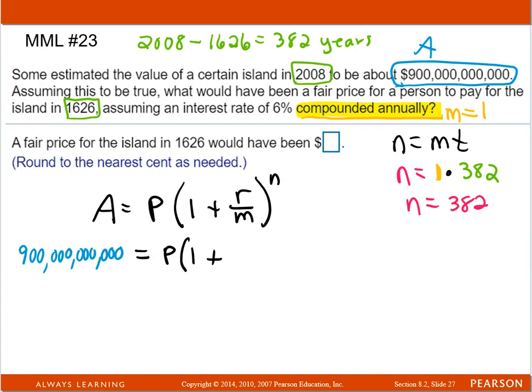Where's my interest rate? Oh, interest rate. Let's see, I've used green, I've used blue. How about purple? Interest rate is 6%, so little r is 0.06, over 1, raised to the 382 power. And I would simplify this one also inside the parentheses, because 0.06 divided by 1 is 0.06, and 0.06 plus 1 is 1.06.